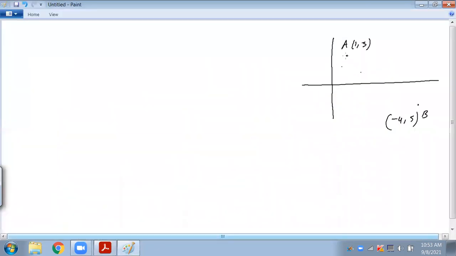Say these are the 2 points, and these 2 points are divided by the x-axis. So the x-axis is dividing these 2 points at this point. The point where the x-axis is dividing the line joining these 2 points A and B, we'll take as P, and P is dividing in some ratio. We have to find the ratio, so we'll take it as k is to 1.